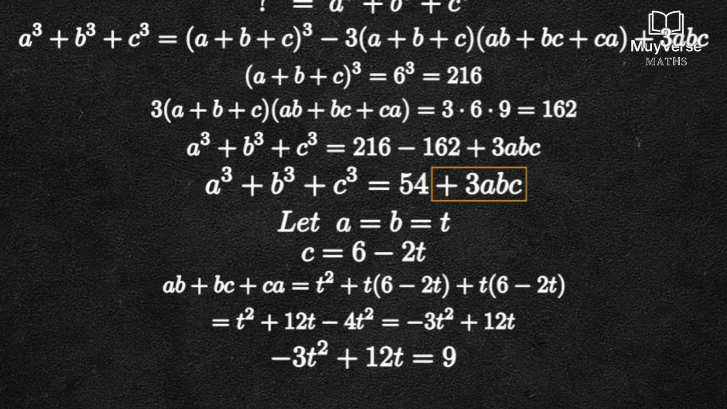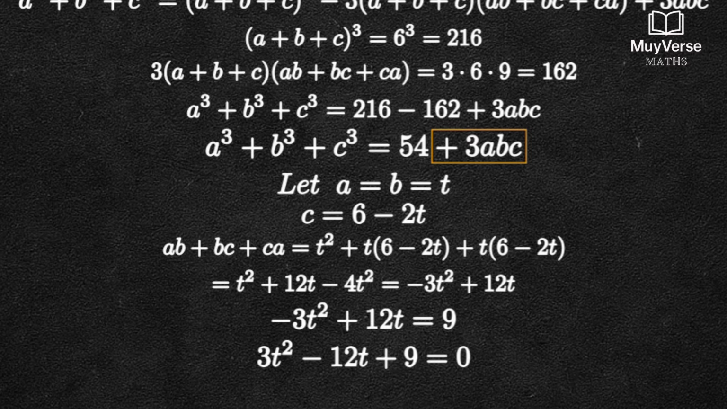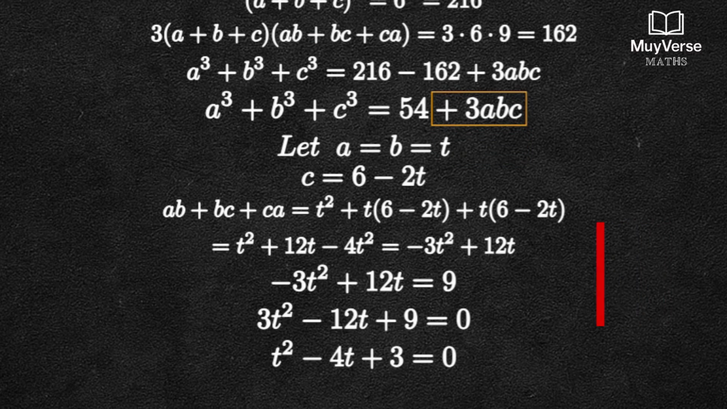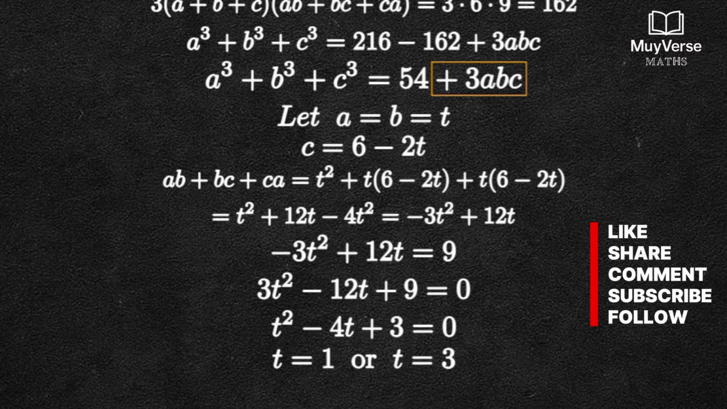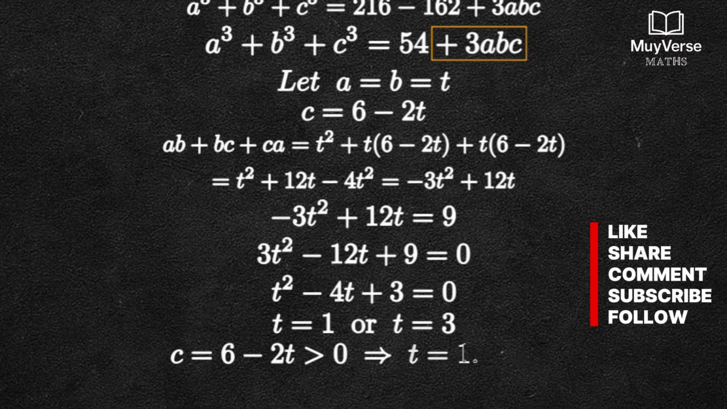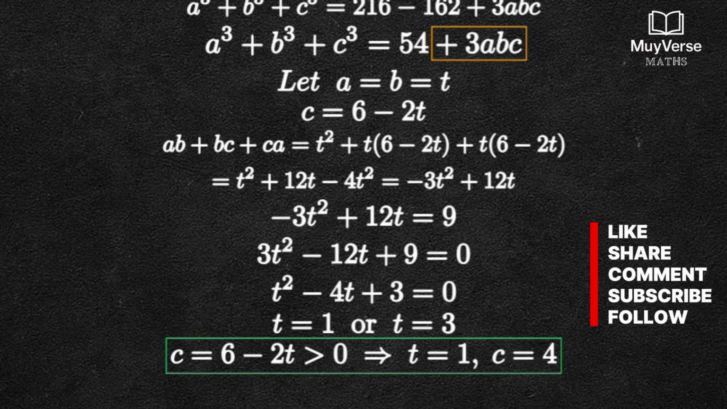Solve the quadratic. 3t squared minus 12t plus 9 equals 0. t squared minus 4t plus 3 equals 0. So t equals 1 or t equals 3. But c must be positive. c equals 6 minus 2t. So choose t equals 1, giving c equals 4.